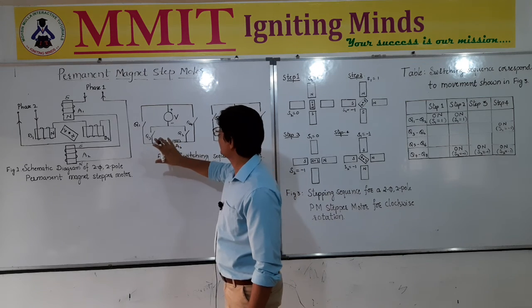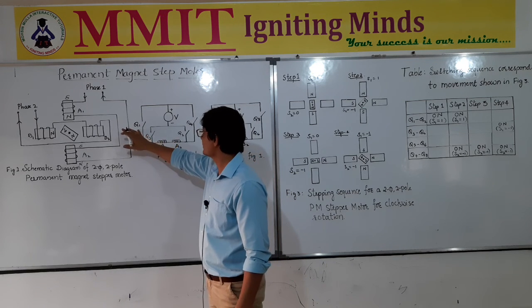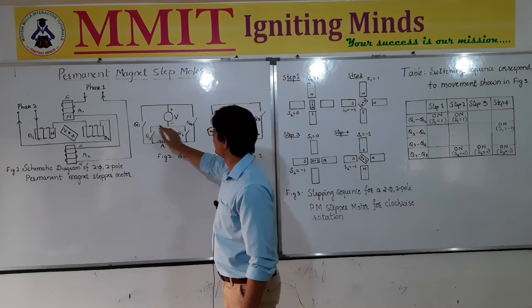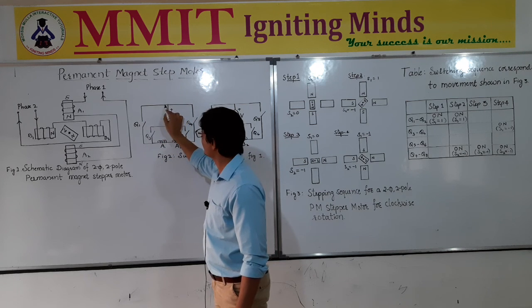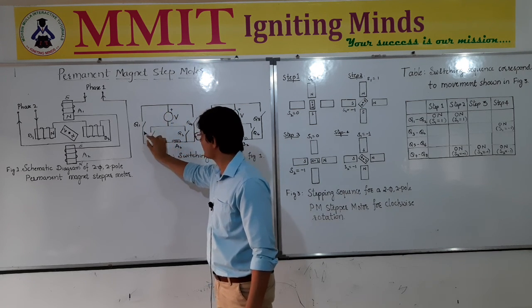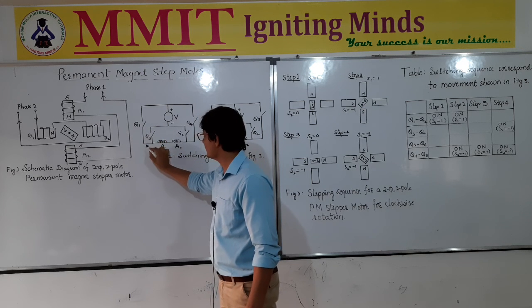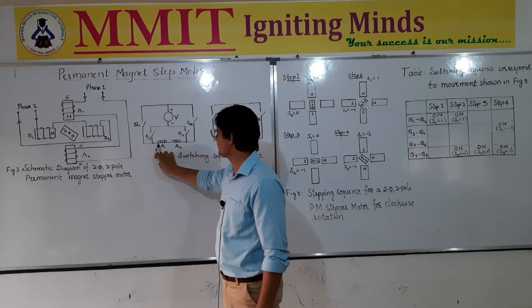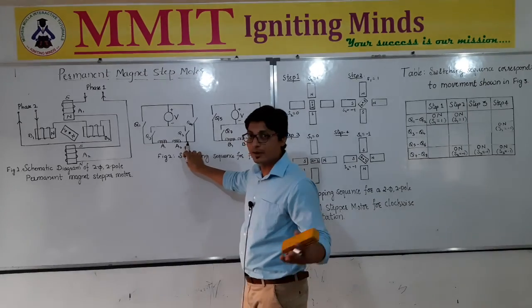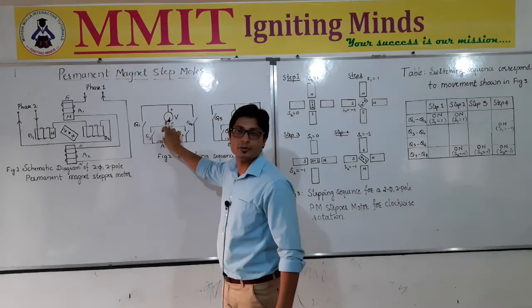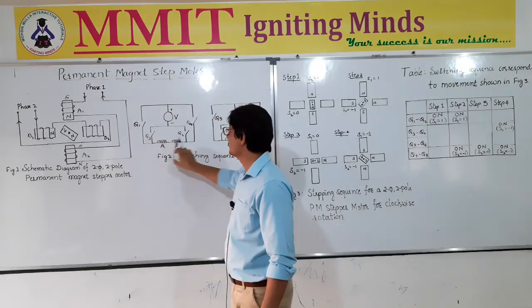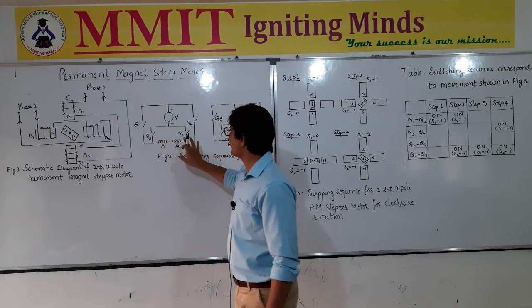So let us say that Q1 is closed and Q2 is closed. When Q1 is closed, the positive terminal will give the current from this side, and it will start from here through Q1, and Q3 is open, only Q2 is closed, so it will first enter into A1, then into A2, then from Q2 it will go into the negative terminal. So like this the circuit will be closed if Q1 and Q2 are closed.